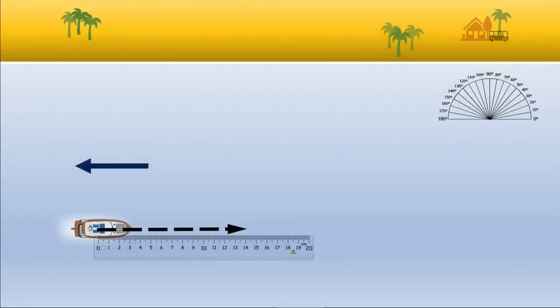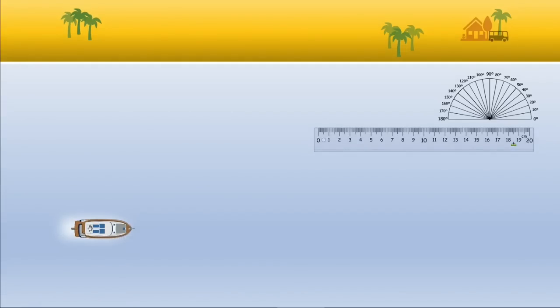Let's try another. The direction of the tide changes. We have 0 as our measure. The boat is not moving, because the forward motion of the boat is being cancelled by the tide.